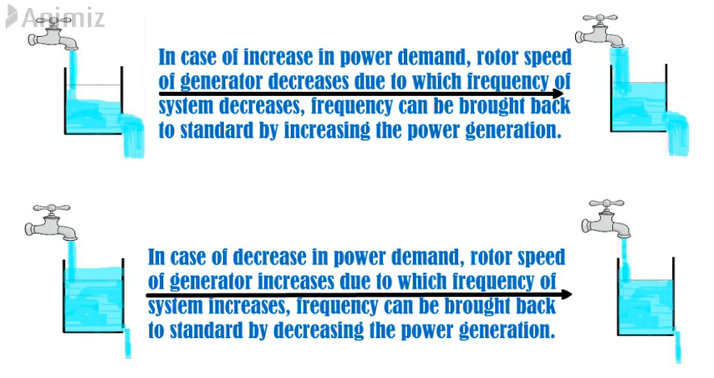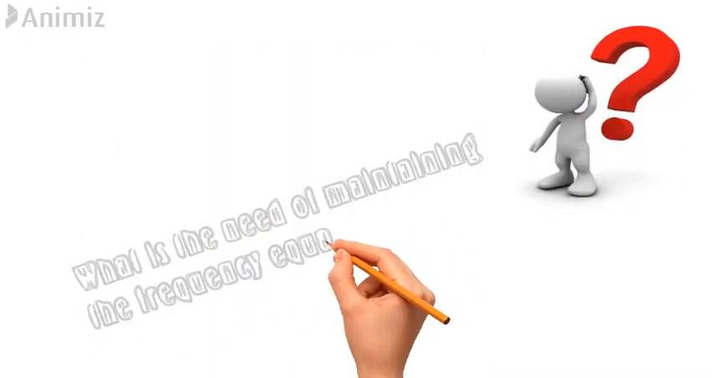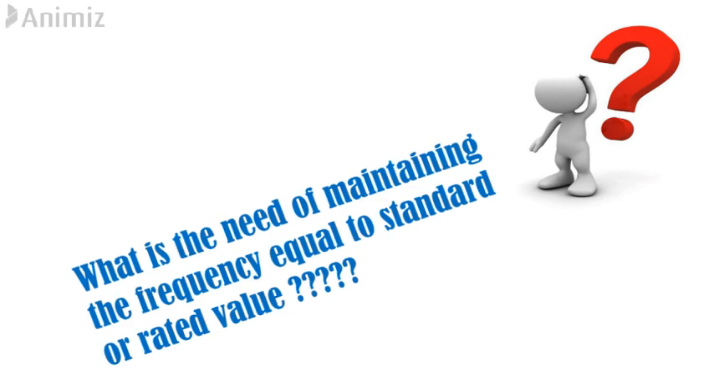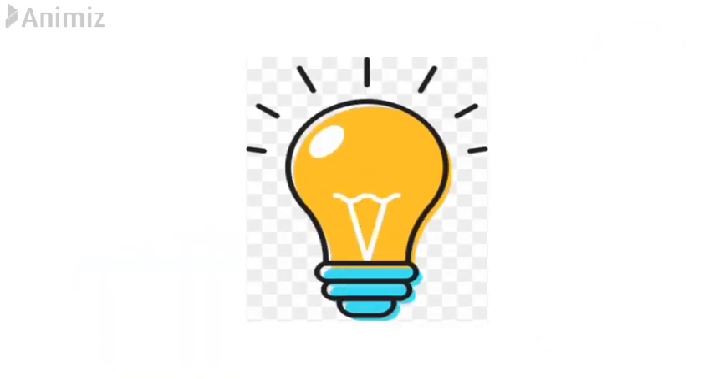One question arises after seeing so much emphasis on maintaining the frequency equal to standard value: why is it so important? Well, all electrical appliances are made with a certain rating, and when we try to operate them below or above their rating, their useful life decreases, which is not good economically, or it might just explode.